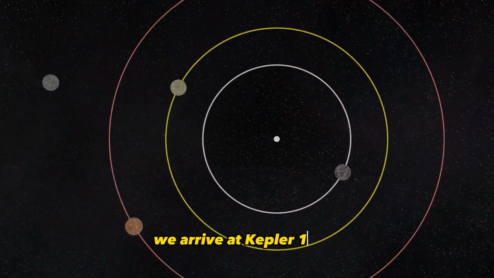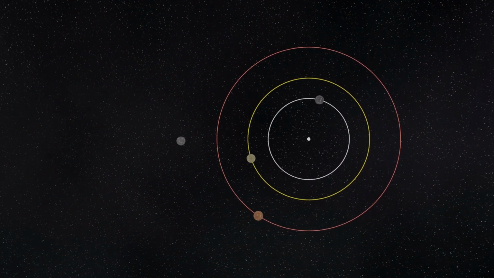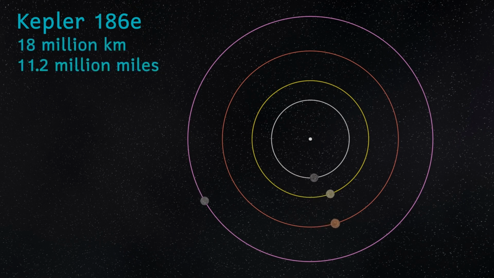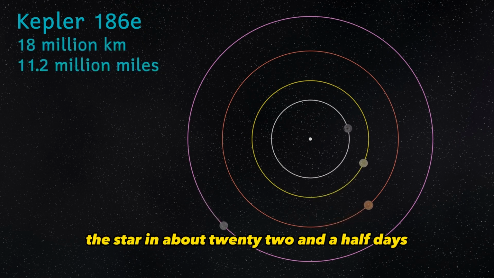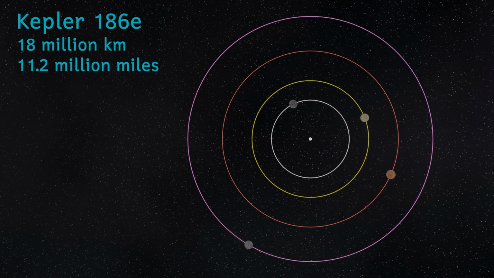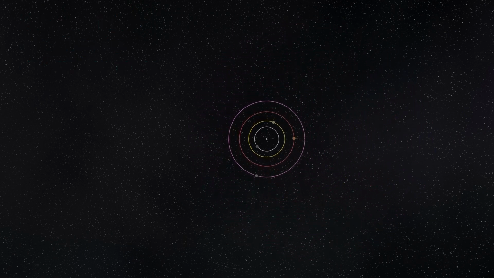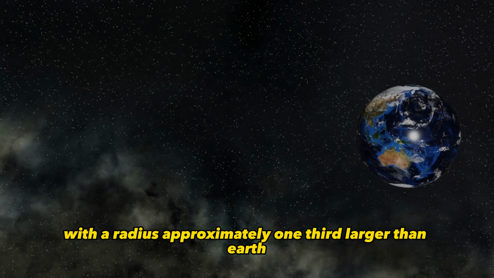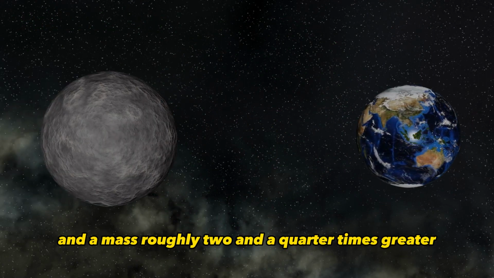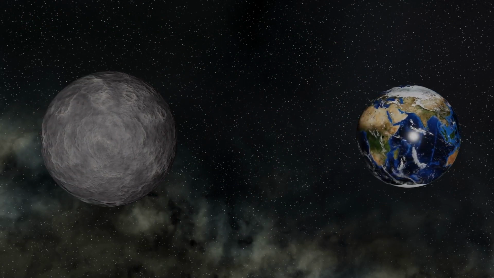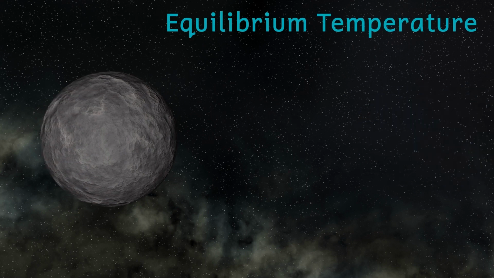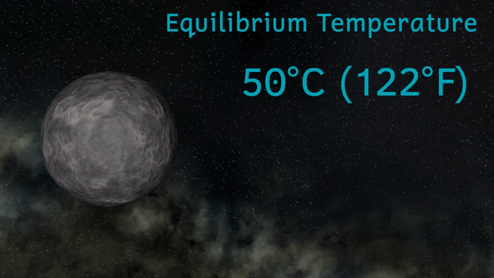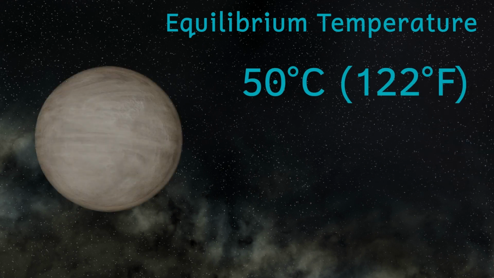Moving outward, we arrive at Kepler 186e, which orbits at a distance of 0.12 astronomical units, or approximately 18 million kilometers, completing one revolution around the star in about 22½ days. Although it lies farther from the star than the inner planets, Kepler 186e remains within the habitable zone. With a radius approximately 1/3 larger than Earth and a mass roughly 2¼ times greater, this planet boasts an equilibrium temperature of 323 Kelvin, around 50 degrees Celsius or 122 degrees Fahrenheit. If it possesses an atmosphere, it might resemble Venus in our own solar system.